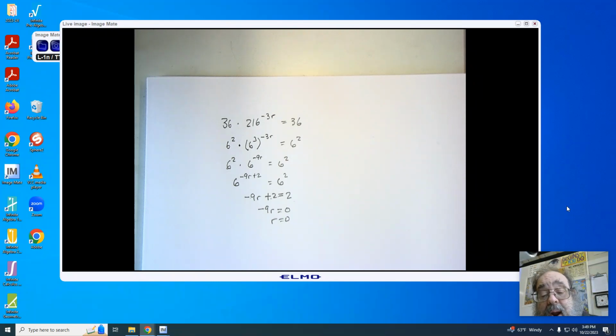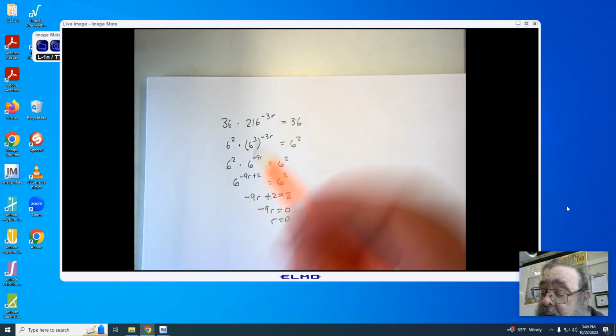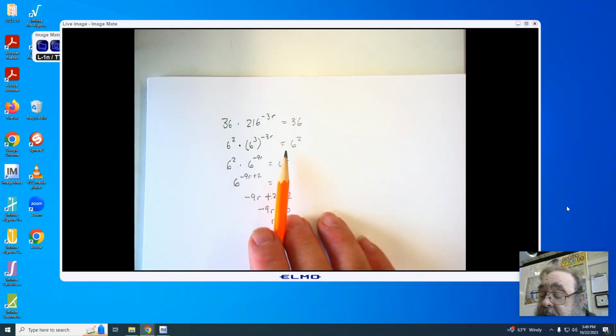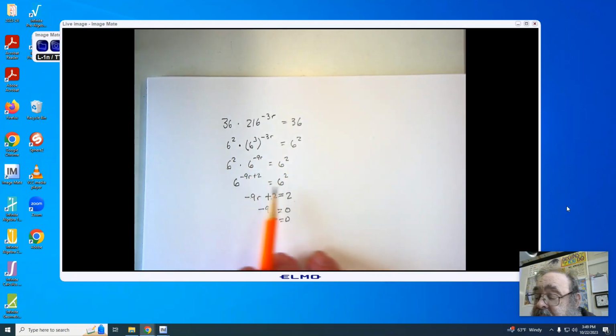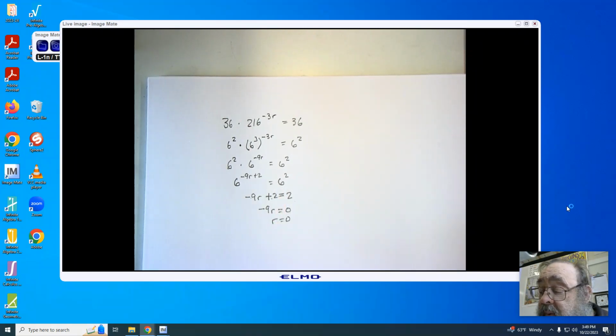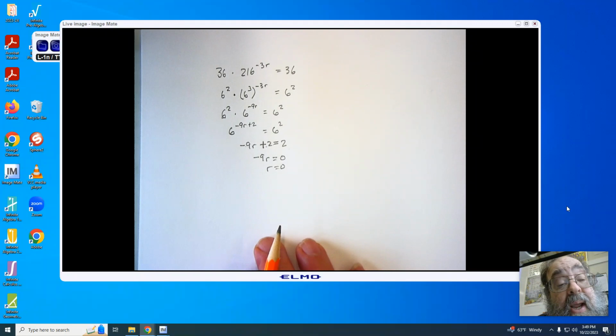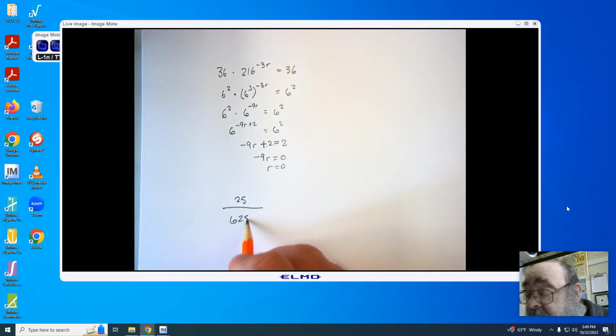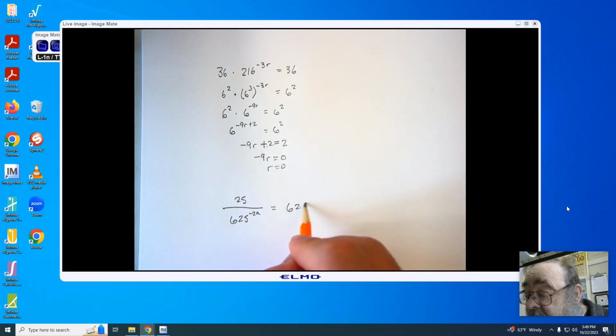So, not the greatest of examples, but it shows you the process that we have to do. Notice we have to get into prime factorization, get a common base all the way across, and then once we have the common base on the left and the right side, we can drop the base and solve for the exponent. Let's take a look at another one, one that isn't going to give us 0. Let's take 25 divided by 625 to the minus 2a power equaling 625 to the 2 minus a power.